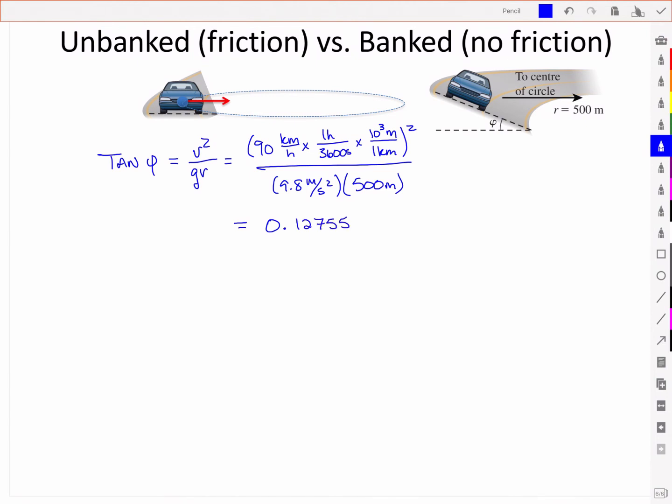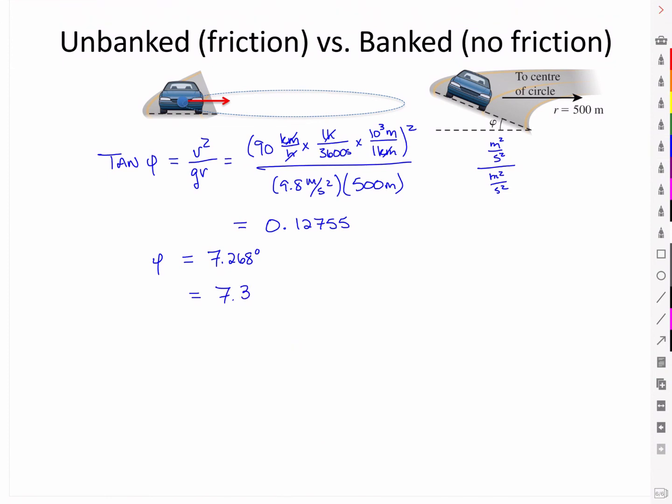0.12755. And we'll have a look at the units. Notice up top we had meters per second because my kilometers canceled out, my hours canceled out. But all of that was squared, so I have meters squared per second squared. And on the bottom, meters per second squared times meters leaves me with another meters squared per second squared. So those will cancel out and I'm left with something that's unitless, which is appropriate here. And when I take the inverse tan of that, I then get a value of 7.268 degrees. In other words, to 2 significant digits as requested, I've got 7.3 degrees.